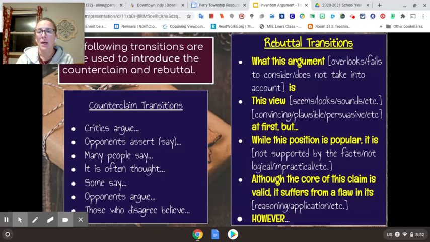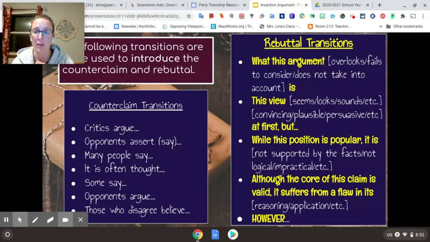All right. Rebuttal transitions are what we have indicated in yellow. And then you'll fill in whatever's in brackets, what you think is going to fit with your argument. So you can say what this argument overlooks or fails to consider, does not take into account. Again, you're talking about the counterclaim. So what this argument, and with that, you're thinking counterclaim, and then you come down here and say is. So what this argument fails to take into consideration is what? All right, and then you explain, and that's your rebuttal.